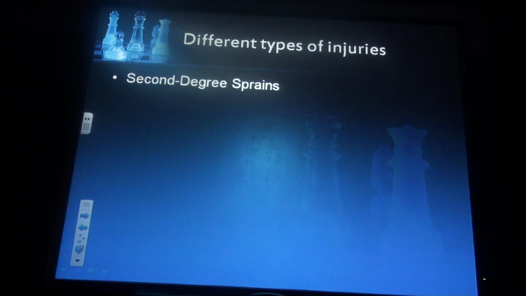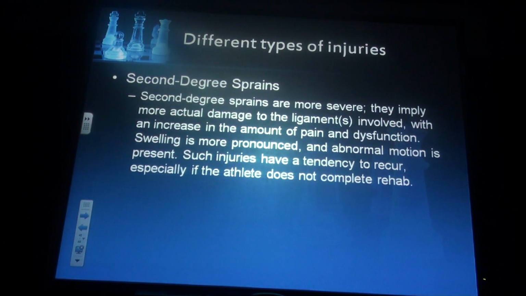Second degree sprains. Second degree sprains are the more severe. They imply more actual damage to the ligaments involved, with an increase in the amount of pain and dysfunction. Swelling is more pronounced and abnormal motion is present. Such injuries have a tendency to recur, especially if the athlete does not complete rehab. So people who continuously have ankle sprains over and over probably have not done any kind of rehab to stabilize their ankle and to see that they don't happen again.